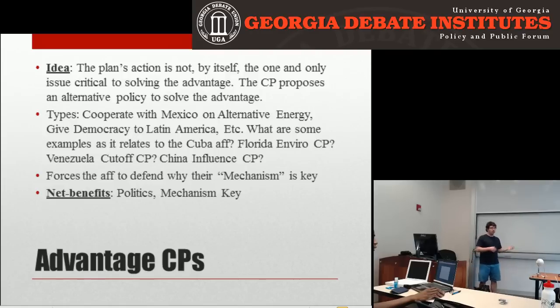And so the net benefit here will ideally be specific to the plan, right? So you want to have a disad that says that oil drilling with Cuba is bad. Given that these types of counterplans force the affirmative to have a defense of their mechanism or their plan, you want to have a reason why their mechanism or their plan is a bad idea. Does that make sense to everyone? Okay.